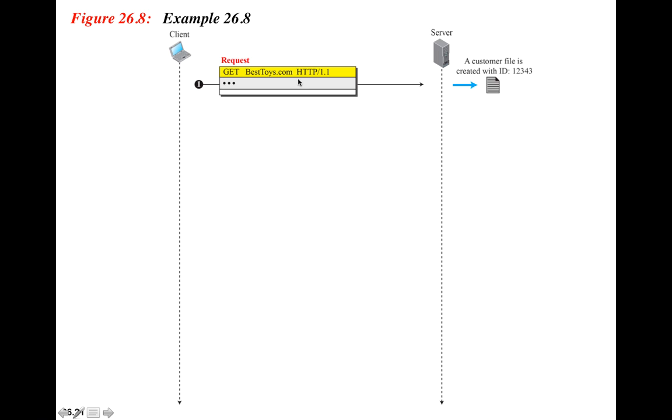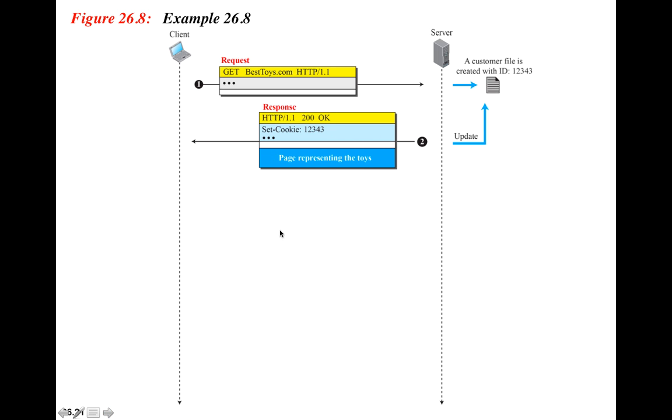When the client accesses the website, we have a customer file created with a unique ID, 12343. Right? We have the unique ID. Now what the server does is the server sends the cookie, set cookie, to the client, and the cookie will now get stored at the client, and the cookie will start storing information about what the client is doing on the website, besttoys.com.